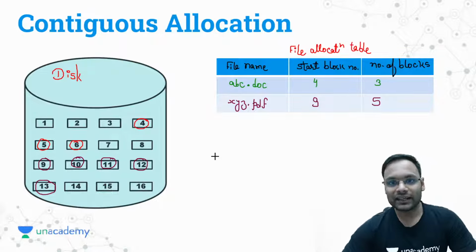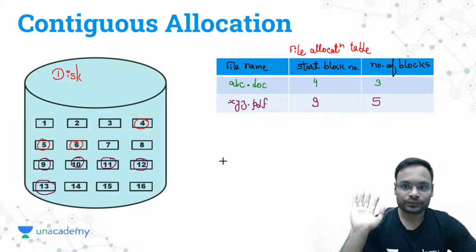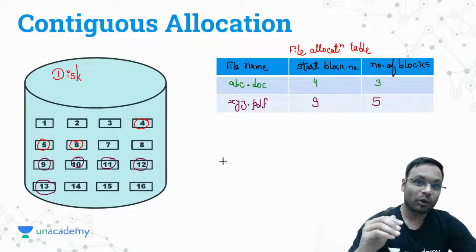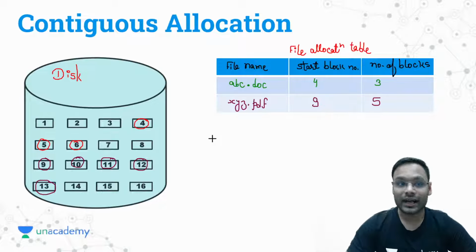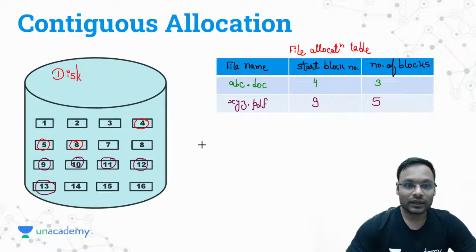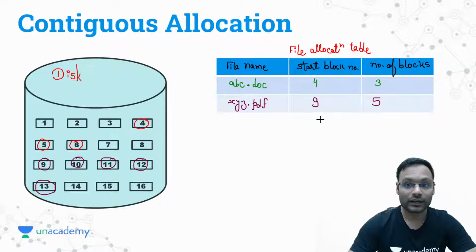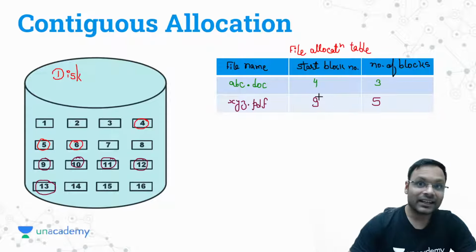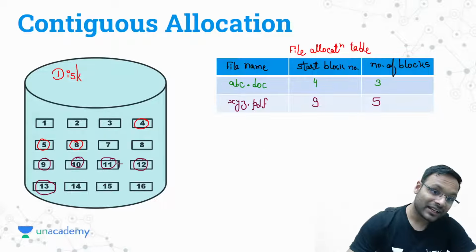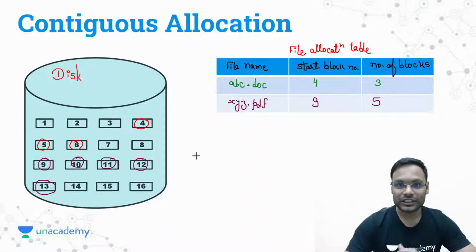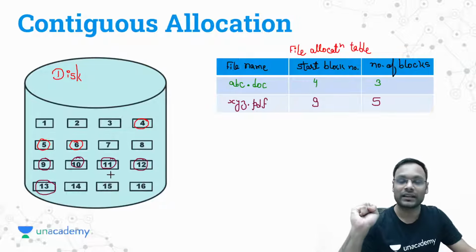If I am saying I want to access the file's second block, can you access it directly? Yes. First block is at 4, then the second block you can directly access at 5. If I say I want xyz.pdf's third block, if the first block is at 9, the second should be at 10th, third will be at 11th. Directly, with a simple calculation, I can go to the 11th block and access the content directly.